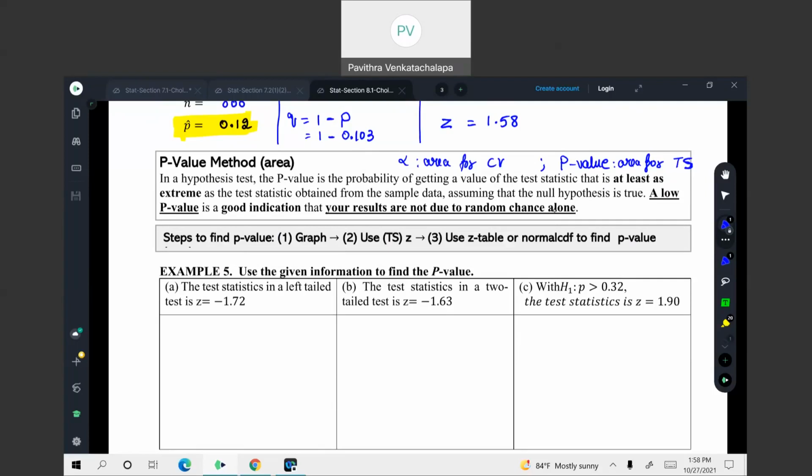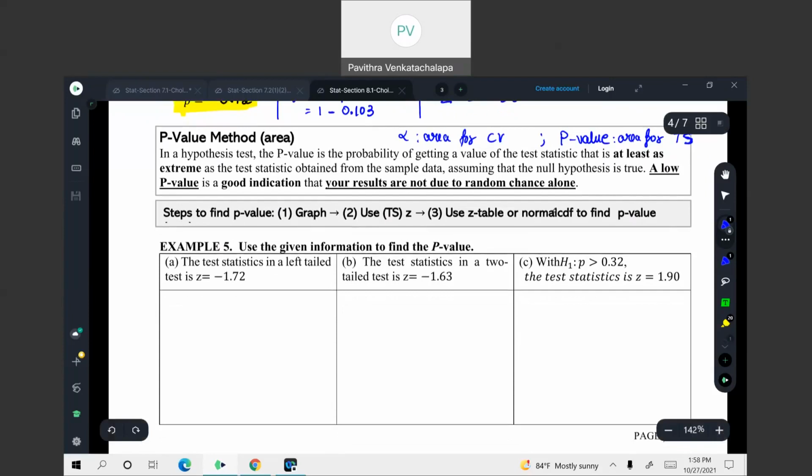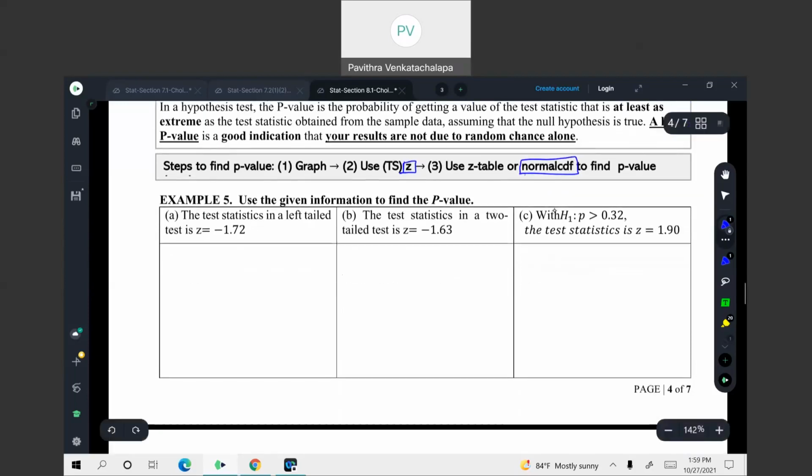So let us do some examples. Now you can find the p-value using a normal CDF. All you have to do is find the z-score, and then you can put the z-score in the normal CDF. You know how to do that. We used it in the previous class. And then you can find the p-value. P-value in the sense, the area. Okay, so let's do some examples here.